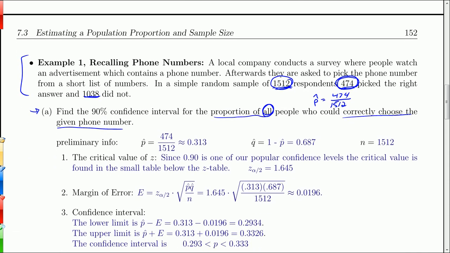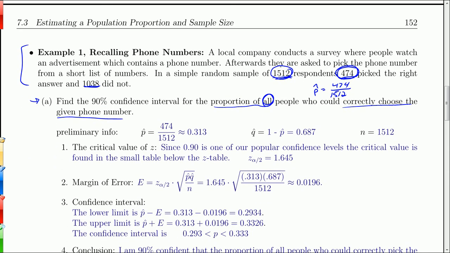Okay, so now we'll go back to the example and actually do it. So here's the idea. We work for a company that sells vanity phone numbers like 1-800-Flowers. So they want to know how well people remember random phone numbers, so that way if they can say people are no good at remembering phone numbers, they can try to sell you a vanity phone number for a fee.